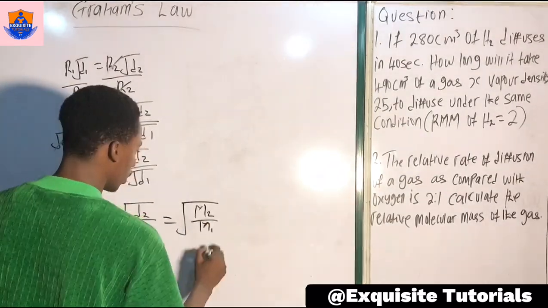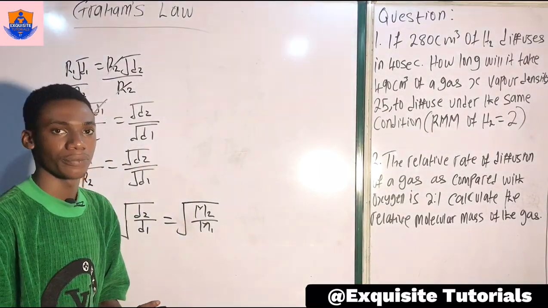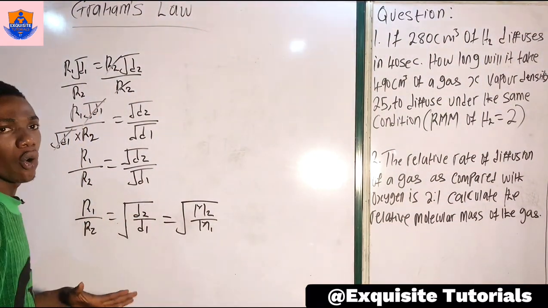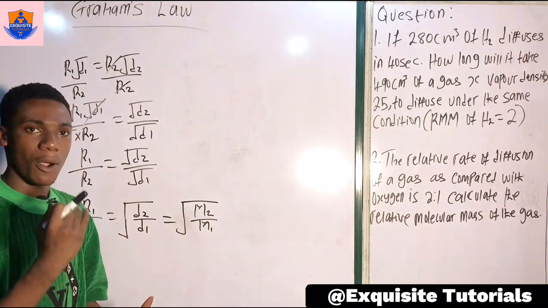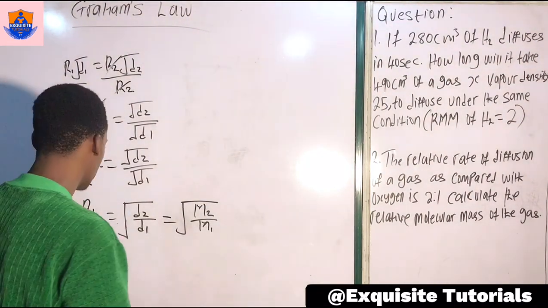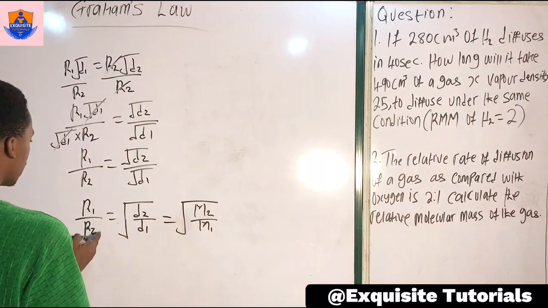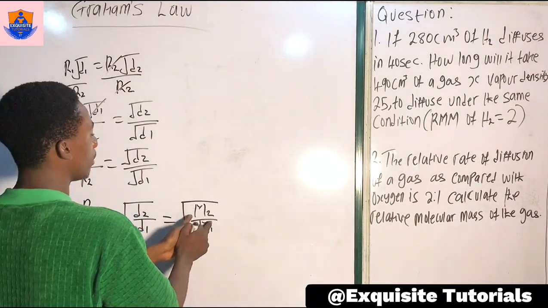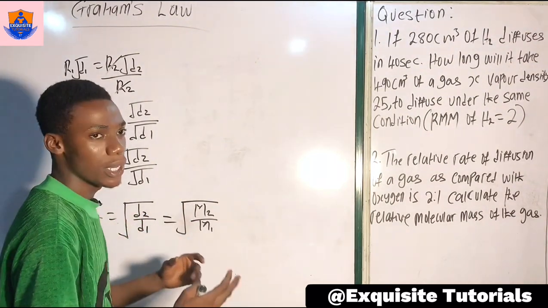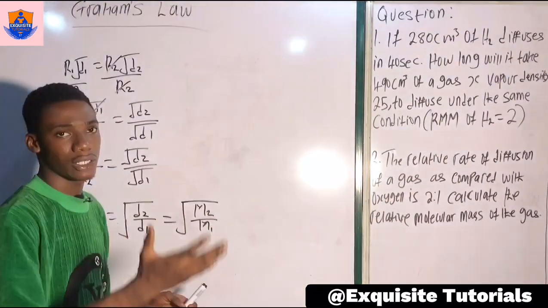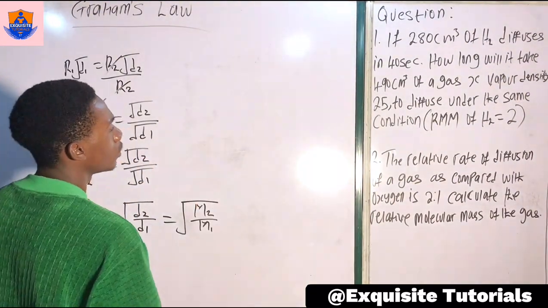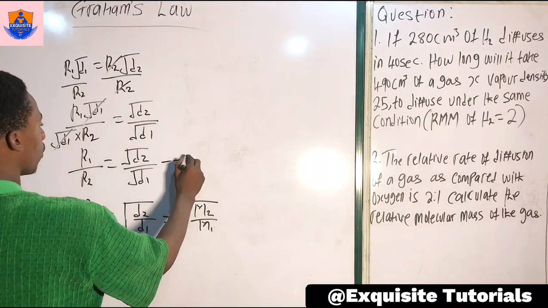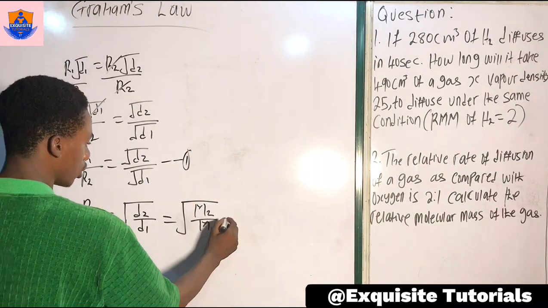M2 over M1. Now, in solving Graham's law of diffusion, your questions are either given in vapor density or in relative molecular mass of a particular gas. So it is either R1 over R2 is equal to root D2 over D1, or R1 over R2 is equal to root M2 over M1, depending on the type of question you are given or the parameters you get from the question. Now this is formula 1, and from here to here, this is formula 2.